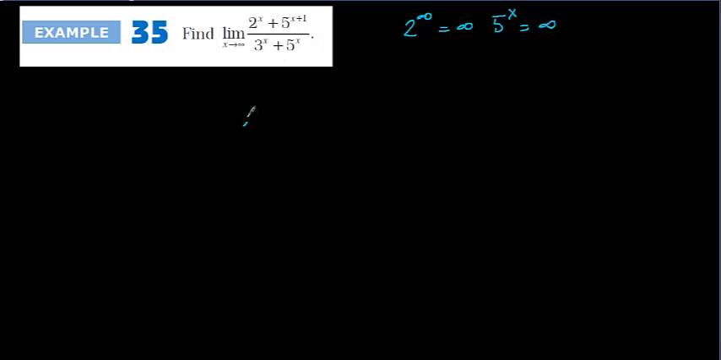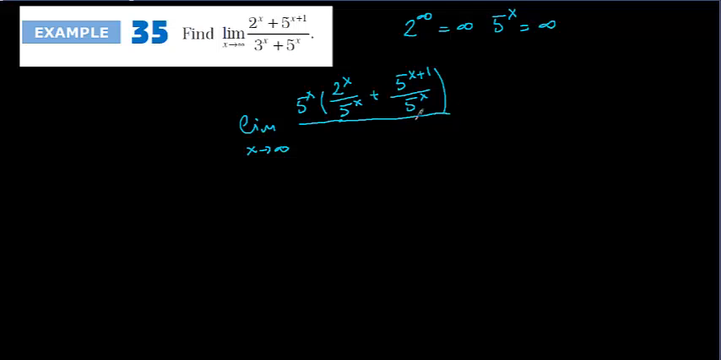What we are going to do here: limit x tends to infinity, we take out the term with the greatest base in parentheses. So it's going to be equal to 2 to the power of x over 5 to the power of x plus 5 to the power of x over 5 to the power of x, plus 1 over 5 to the power of x. Okay, the numerator is done.